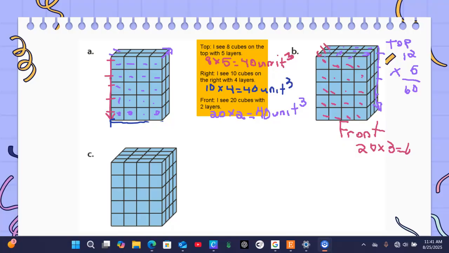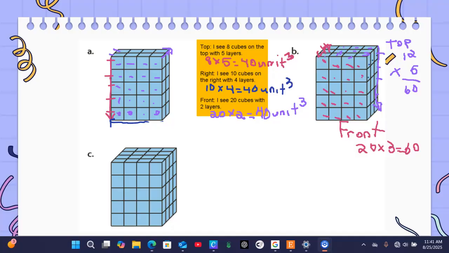For the sake of the length of this video, I'm not going to write units cubed, but just remember that anytime you're doing this, you have to write out your units, or else you may not get full credit. All right, let's choose another color for our last one. We're going to go to the side, our right side.